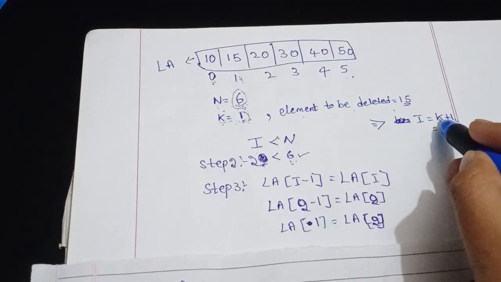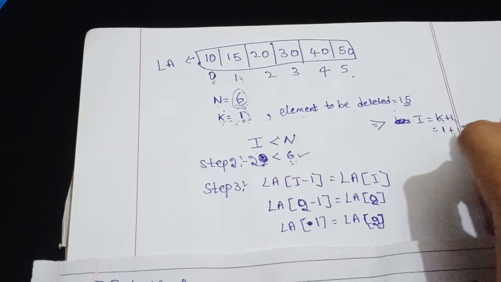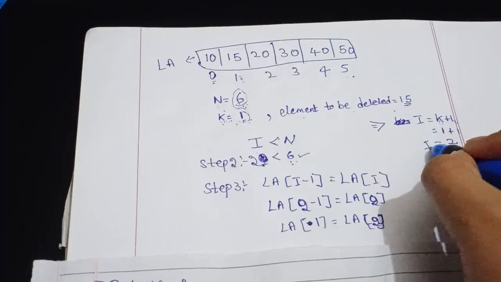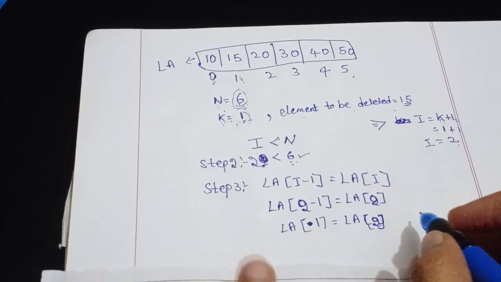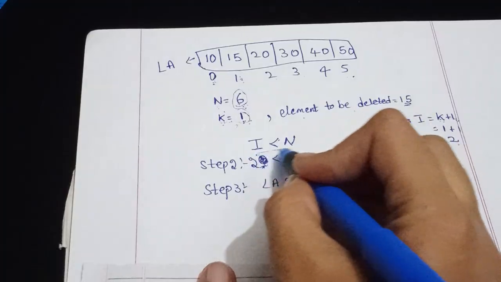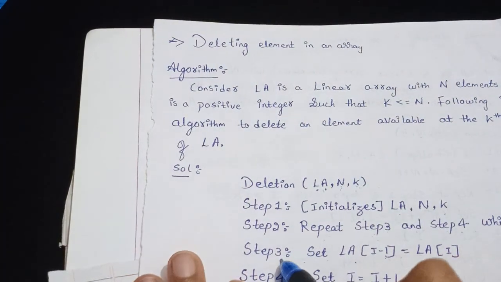So first, what is the k value there? 1. 1 plus 1 is how much? 2. So our I value is 2. Then we'll check I lesser than n. They have given that if this while condition is satisfied, then only we can proceed with step 3 and step 4.